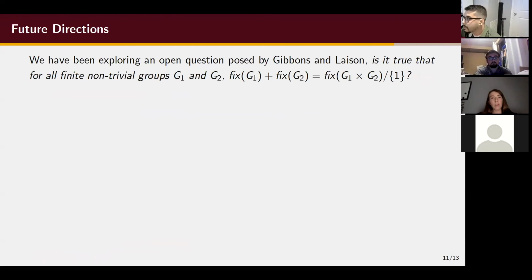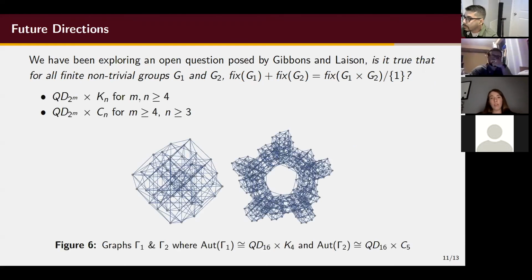Now that we know what the fixing set is for the quasidihedral group, we wanted to expand our results a little further to look at an open question that was posed by Gibbons and Lazon. And it says, is it true that for all finite non-trivial groups G1 and G2, the fixing set of G1 plus the fixing set of G2 equals the fixing set of G1 cross G2, removing the 1? And since we know the fixing set of the quasidihedral group, we wanted to use that as one of these groups to hopefully answer this question.